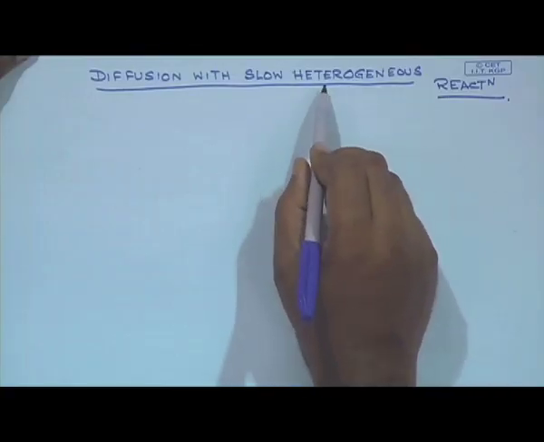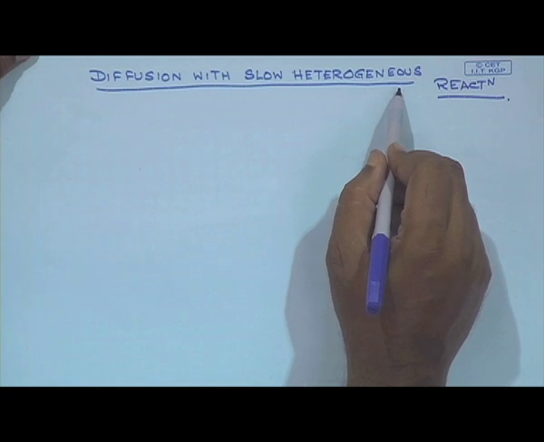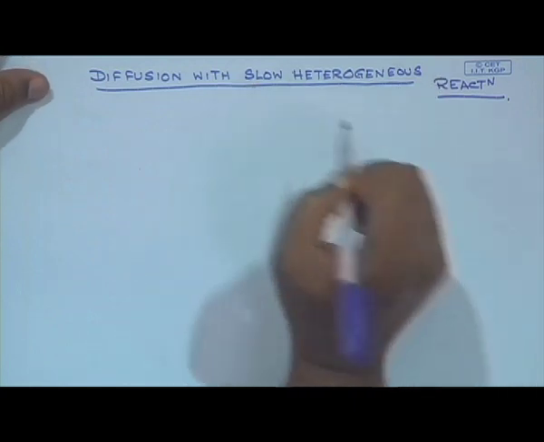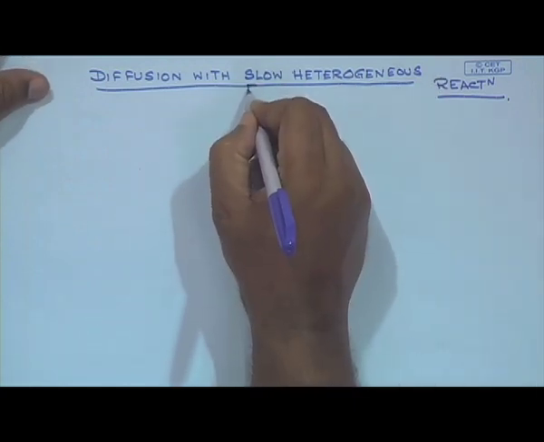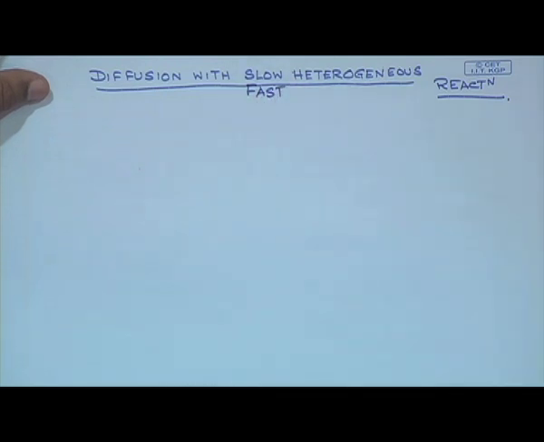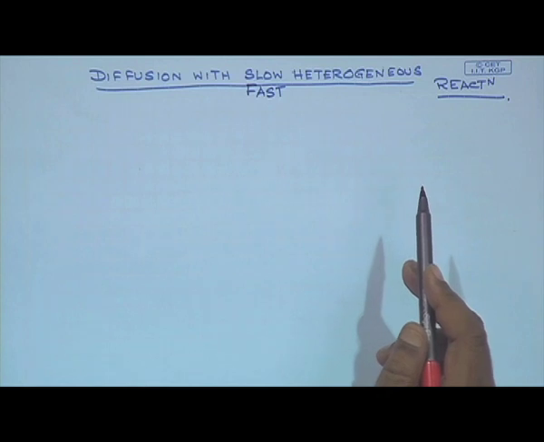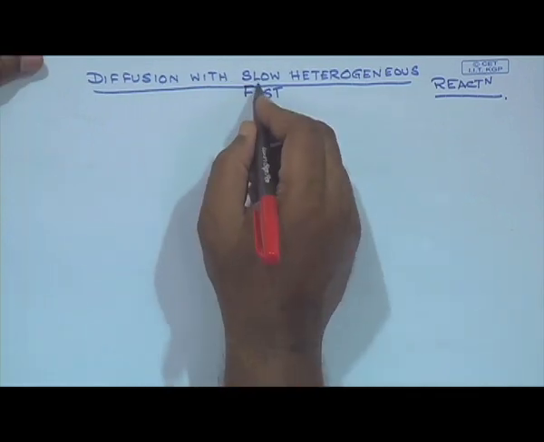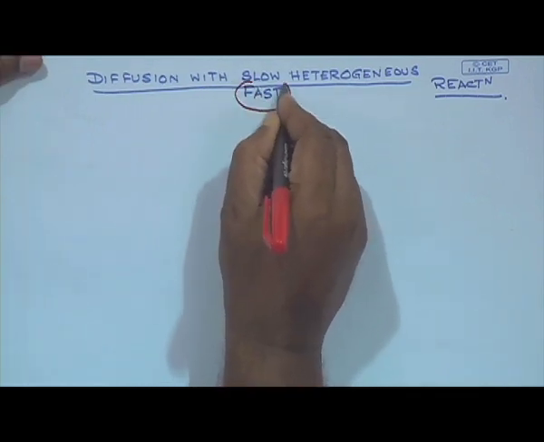What we are going to do in this class is look at what would be the form of the governing equation and the relevant boundary conditions if we have diffusion with a heterogeneous reaction. We can either have a slow reaction or a fast reaction. So, initially we are going to do a fast heterogeneous reaction.